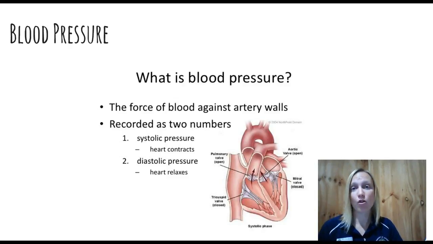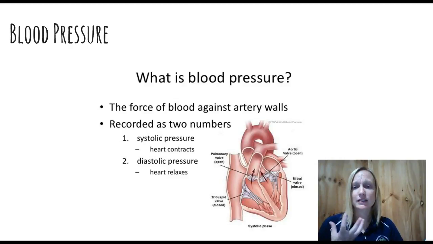So you may have heard of the term blood pressure before, and you've probably heard of it with a bad connotation attached to it. So for example, you might have heard of a relative who has bad blood pressure, or somebody who's on blood pressure medication, and they're often people that have heart issues. So what is blood pressure?